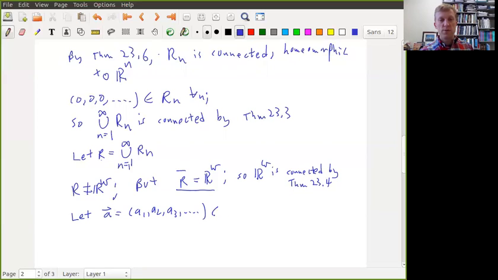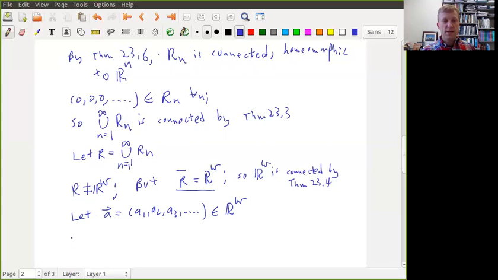Let A be some sequence in R omega. The closure of R infinity is clearly contained in R omega, since R omega is the whole thing. So we have to show the other direction: that any element of R omega is going to be in the closure of R infinity.